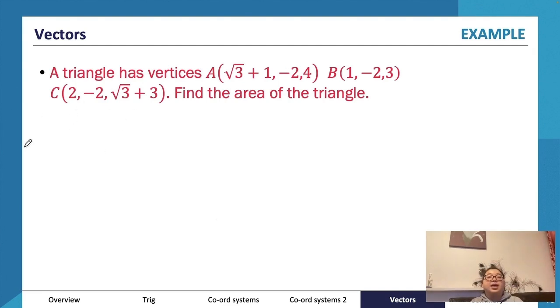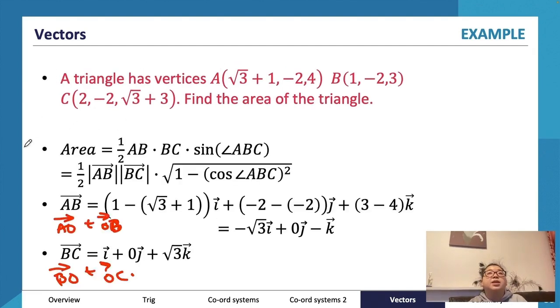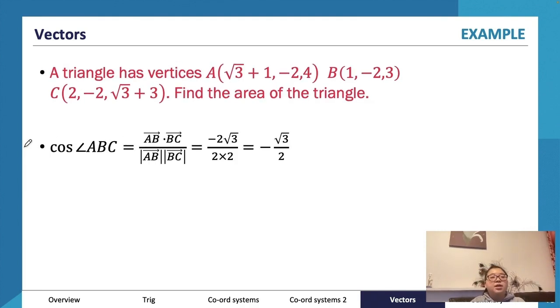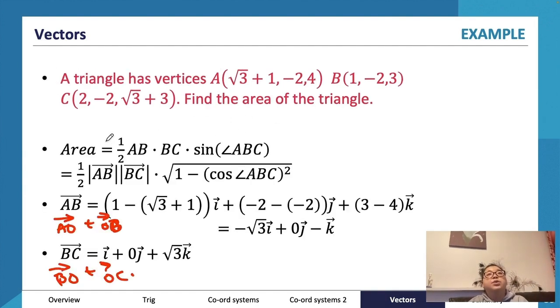So we've already found out what these two components are, and the next part we need to find is our cos value. Our cos value is going to be AB dot BC over the magnitude of AB times the magnitude of BC. So we multiply those two and then divide by the magnitudes of each of them. That means in this process we will need to find the magnitudes as well, so we can do that now.